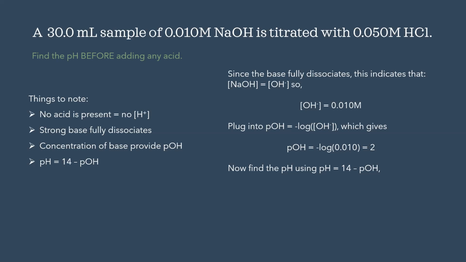So now that we have the pOH, we can find the pH using pH is equal to 14 minus pOH. So if we plug this in, we get pH is equal to 14 minus 2, which is equal to 12. So the pH of the solution before the addition of acid is 12. This makes sense because currently there is no acid present and only base. So 12 is a very basic pH.